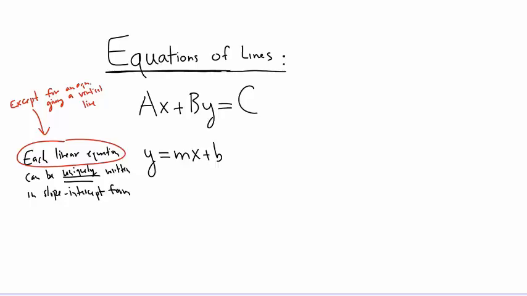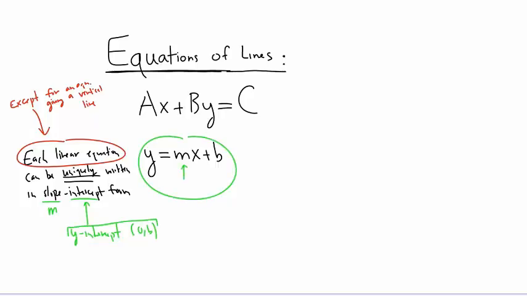So we can write it in slope-intercept form. M is the slope, and the y-intercept is 0b. So that's why it's called slope-intercept. If you take a look at this, all we need to write down this form is the m and the b. So let's explore this slope-intercept form.